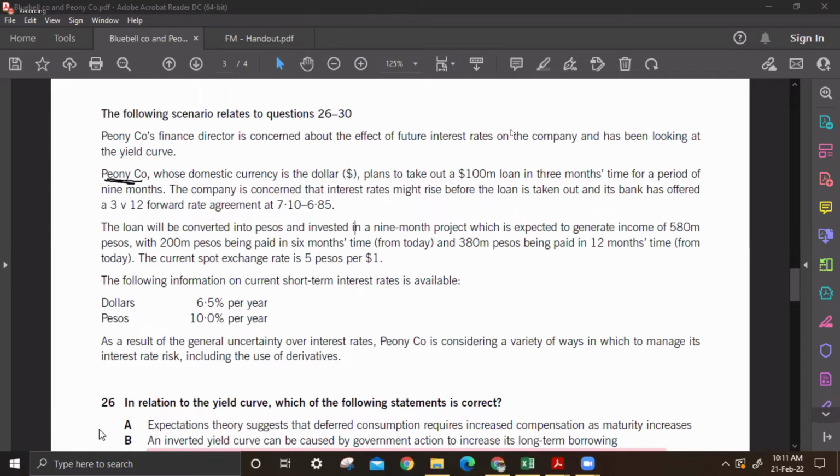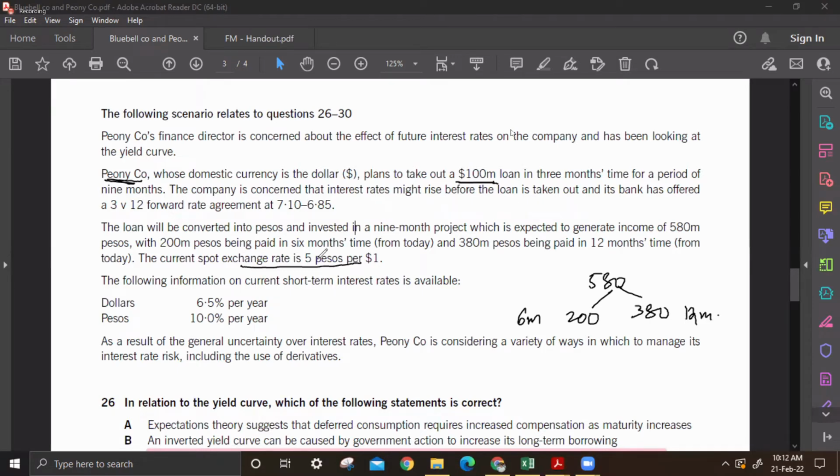So what is happening over here? How much is the loan that they want? A 100 million loan in 3 months time. The loan will be converted into pesos and invested in a 9-month project, which is expected to generate an income of 580 million. So the loan is in dollars and then you'll have to convert it, of course. With 200 million paid in 6 months from today and 380 million in 12 months time. The spot rate is given, and they've also given you the interest rates.